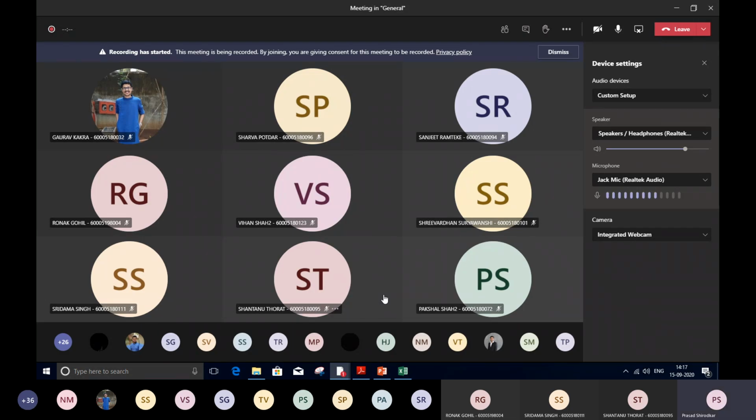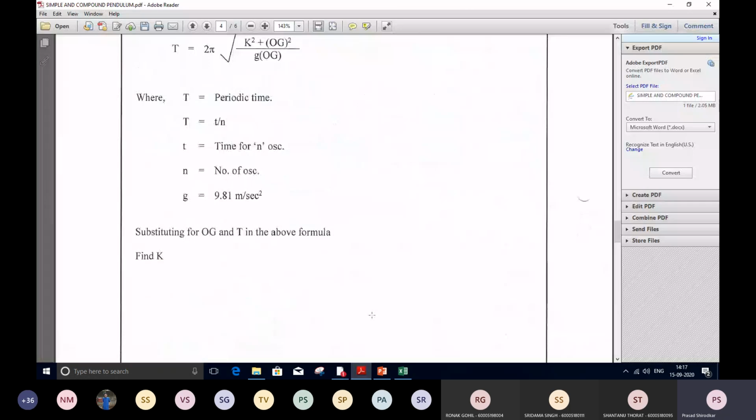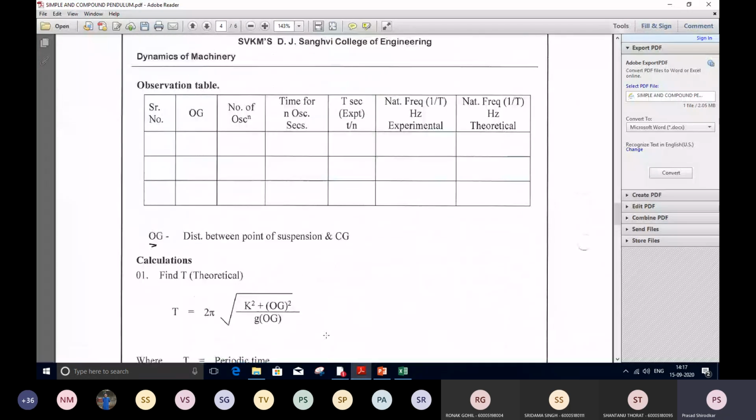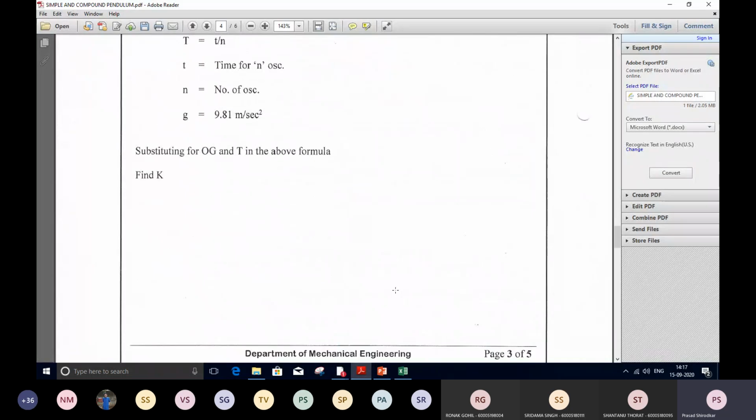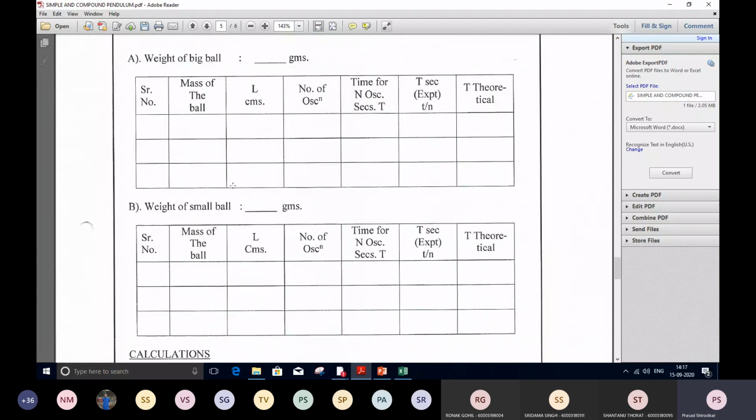Okay, students can continue with the calculations. In the meanwhile, just put your calculations on hold. In the meanwhile, we'll go to the next part of the experiment. Now you have your radius of gyration. You have found the theoretical time using this expression. Now we'll go to the second part of the experiment, that is the equivalent length. Okay, so you have to find the equivalent simple pendulum, equivalent length of the simple pendulum.